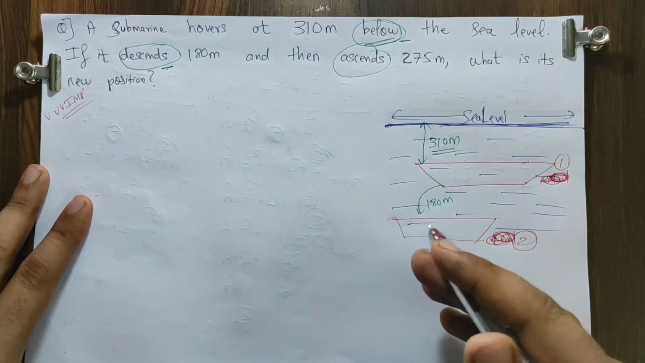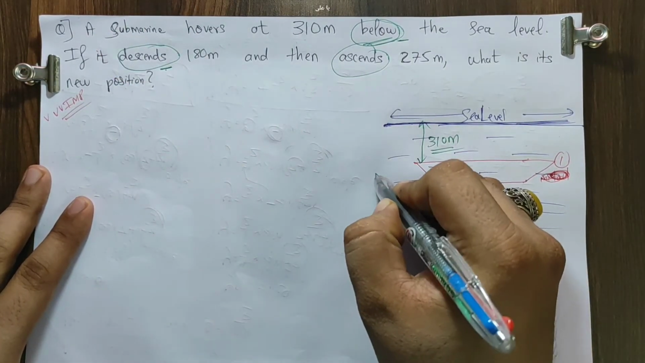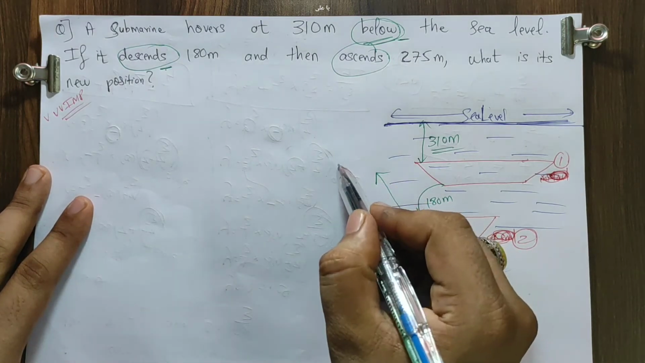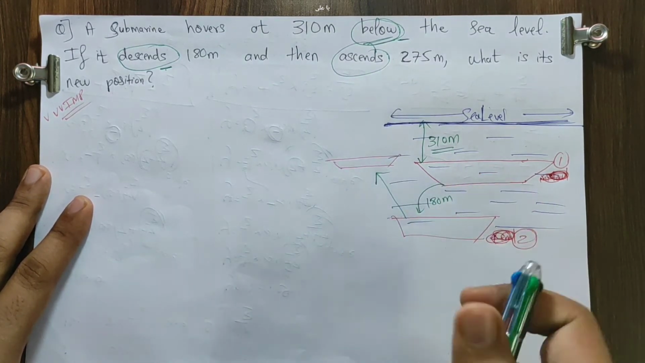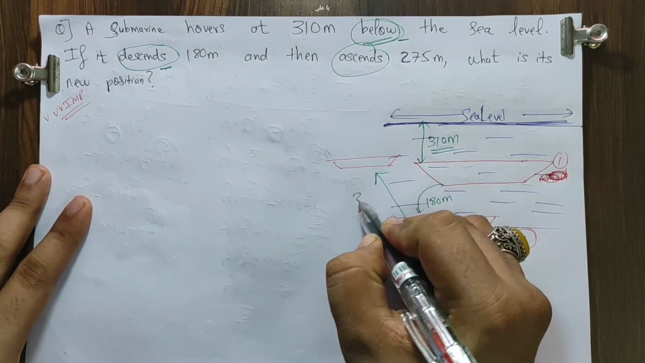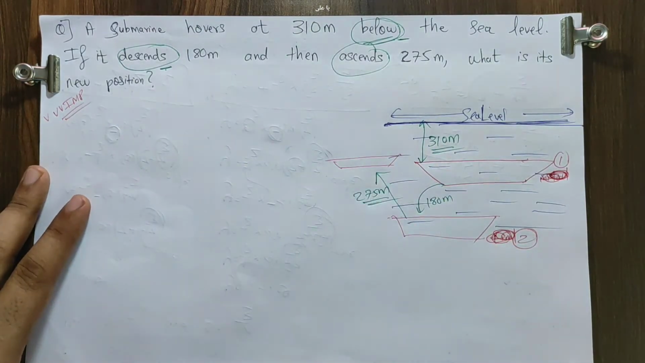Ascends means in Hindi it goes up, ऊपर जा रही है, and then it went up, and then the submarine went up by how much? Then it went up, for example, this is the photo, I'm just depicting it with the diagram over here, by 275 meters. What is its new position?